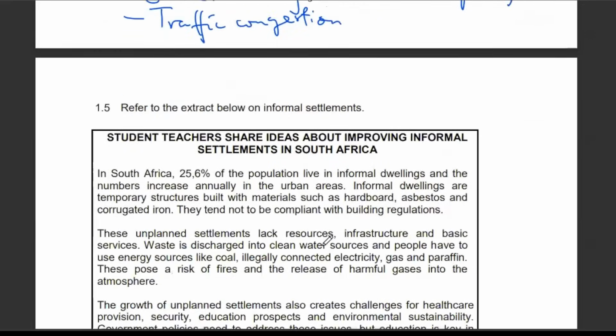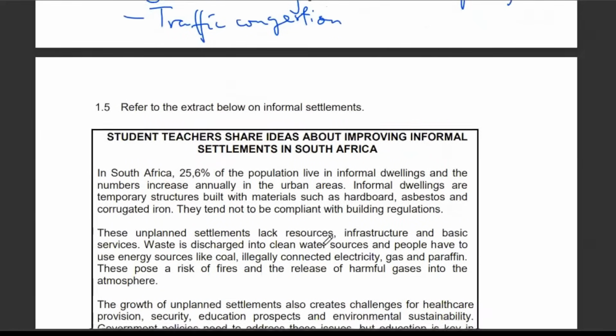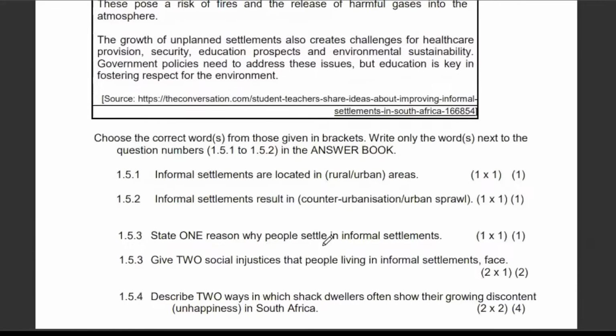Right, we move on to number 1.5. Student teachers share ideas about improving informal settlements in South Africa. Right, number 1.5.1 says informal settlements are located in, where are they? In urban areas or in rural areas? Definitely we find informal settlements in urban areas. The shanty towns are found in urban areas.